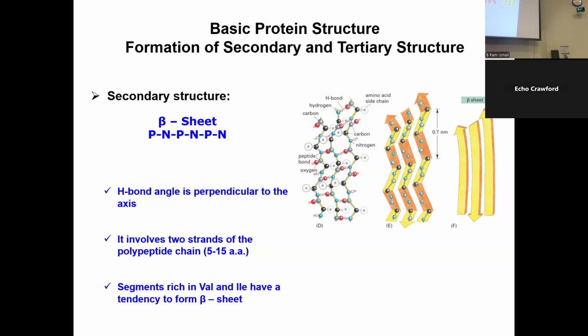So what that means is, if you have one molecule with this kind of shape, you can form hydrogen bonds here, between two strands within one molecule. That's what it means. And then the hydrogen bond forms perpendicular to the axis. So this is the axis and hydrogen bonds form that way, perpendicular.